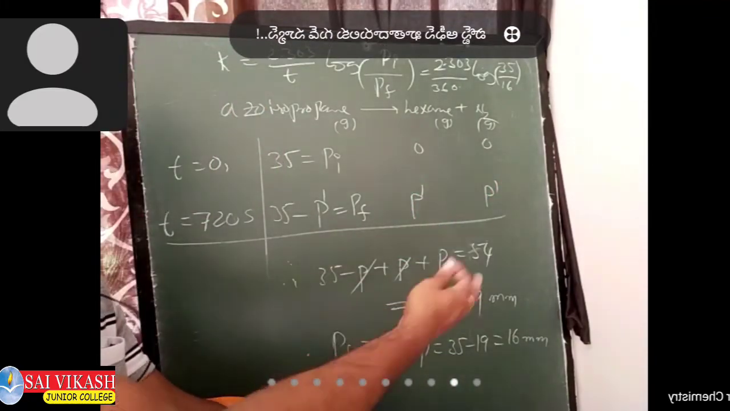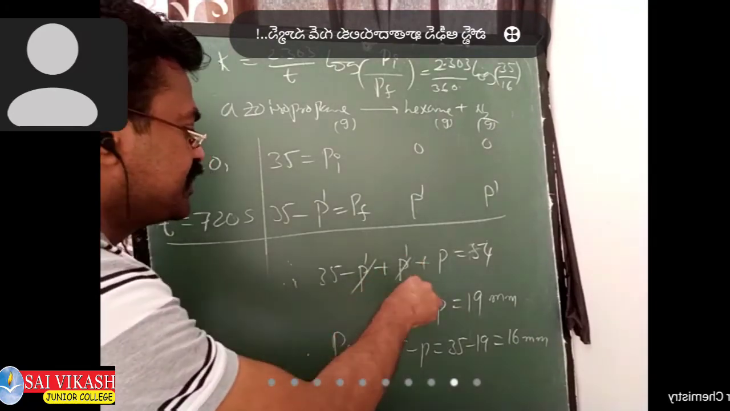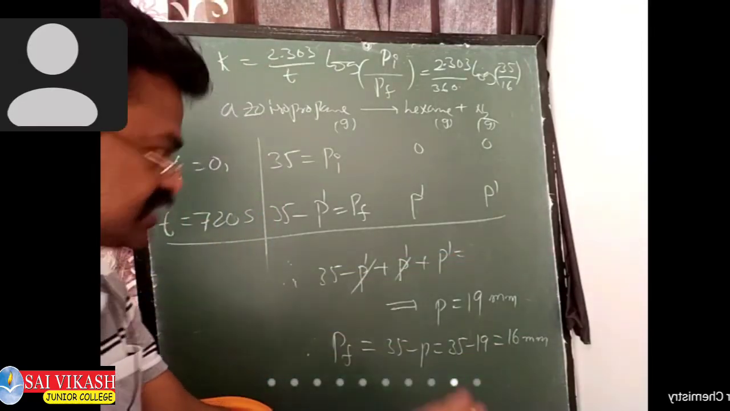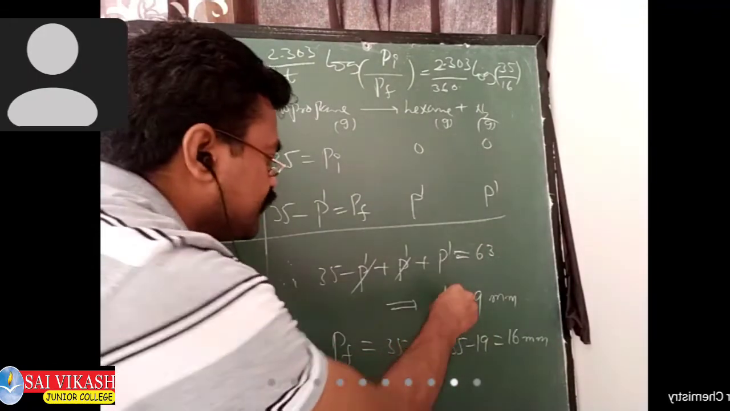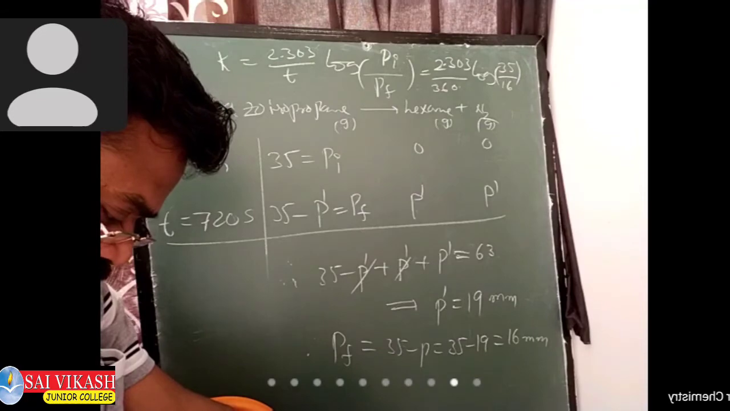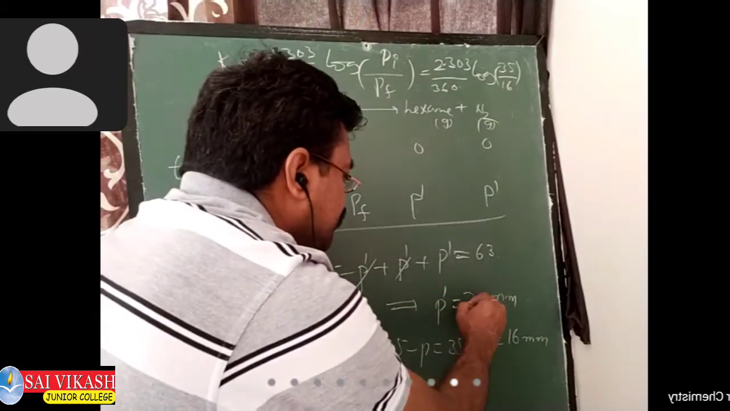Now total pressure is given. So it will be 35 minus P dash plus P dash plus P dash equal to 63, which is what they have given. This is cancelled. Therefore P dash is equal to 63 minus 35. How much is that? 28. So P dash is 28 mm.